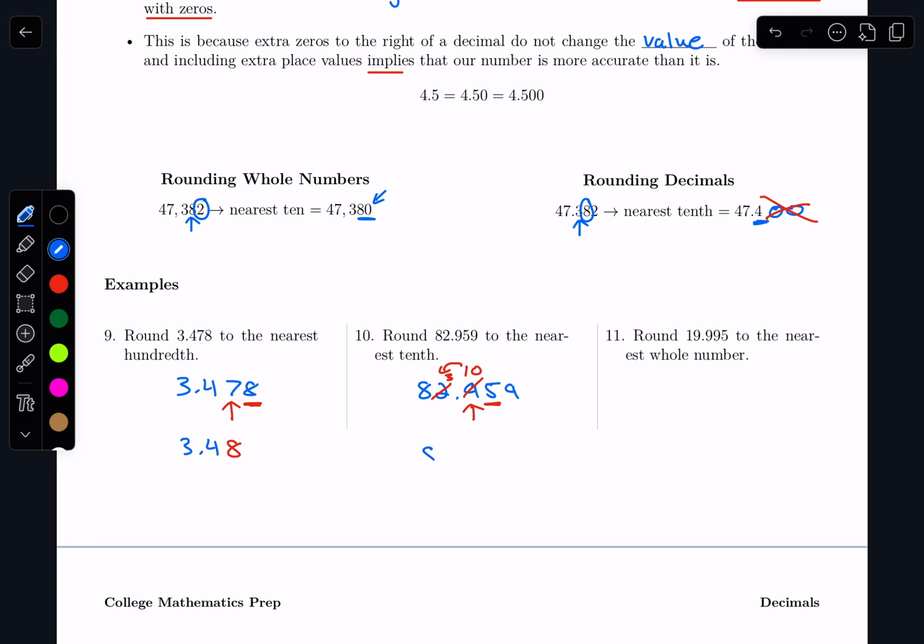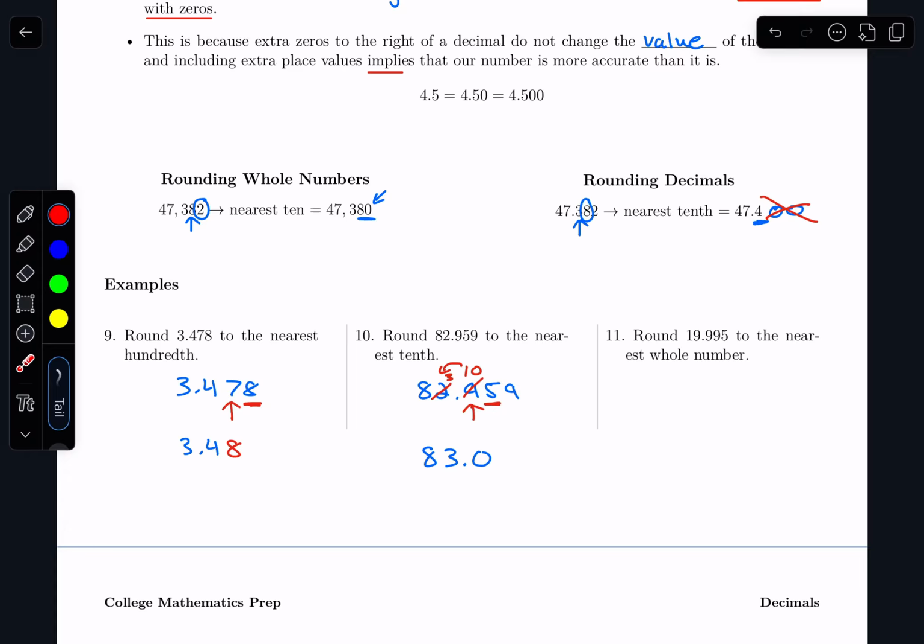So we actually end up with the number 83.0, where notice that the 0 is in the tenths position, and that's what we were rounding to. So even though it's a 0 at a decimal, because we were rounding to that position, we do write that 0. And the only reason the 2 changed to be a 3 was because the 9 had to carry over because it was too big. And we're going to see that again.